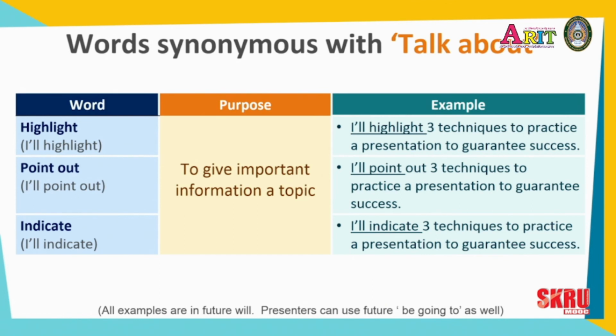If you're going to just say you're going to give important information on a topic, these 3 phrases are very similar. I'll highlight, I'll point out, or I'll indicate. And we have our 3 examples on the side. I'll highlight 3 techniques to practice. I'll point out 3 techniques to practice. I'll indicate 3 techniques to practice. So very similar meaning, each one. Choose which one. And if you're going to do it more than once, you can choose a different one each time.